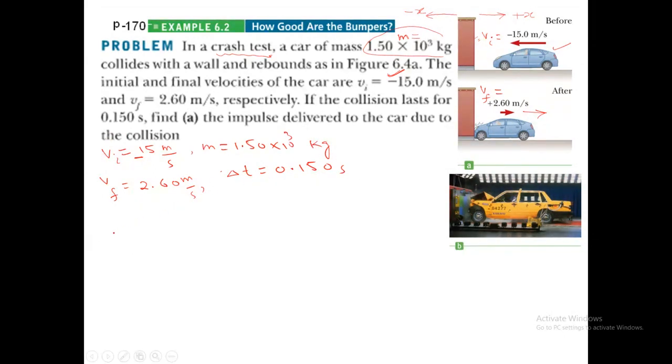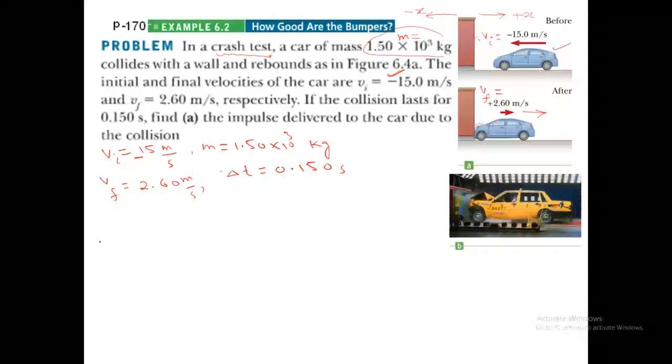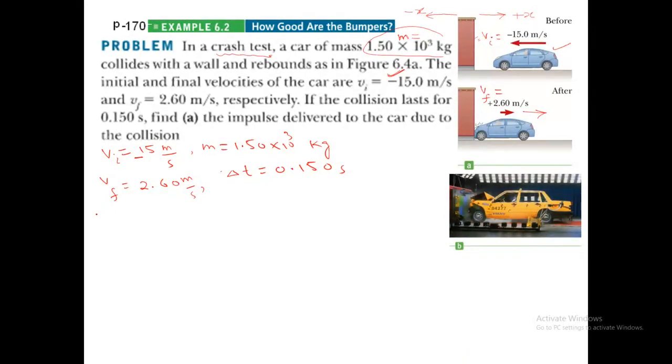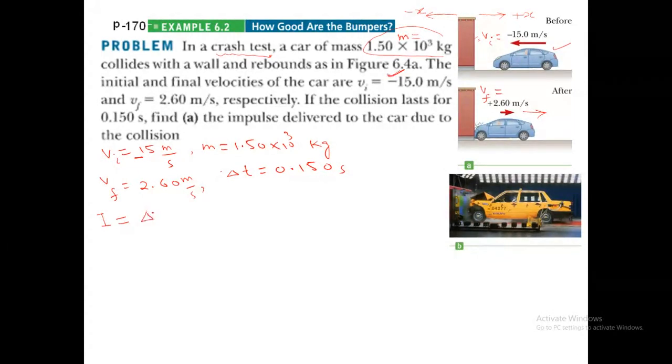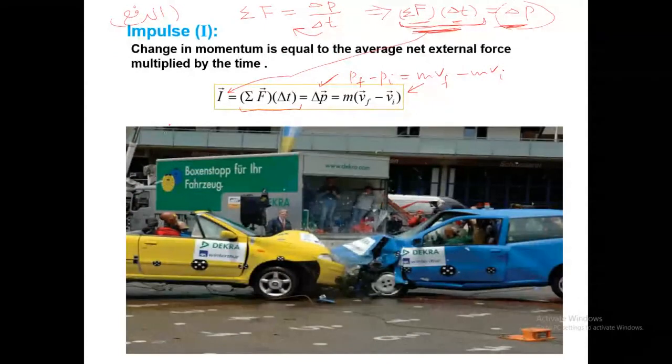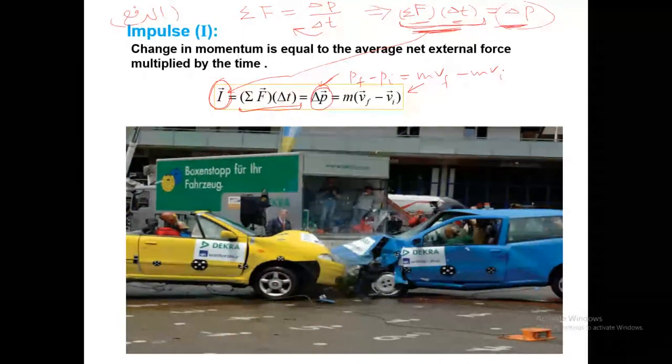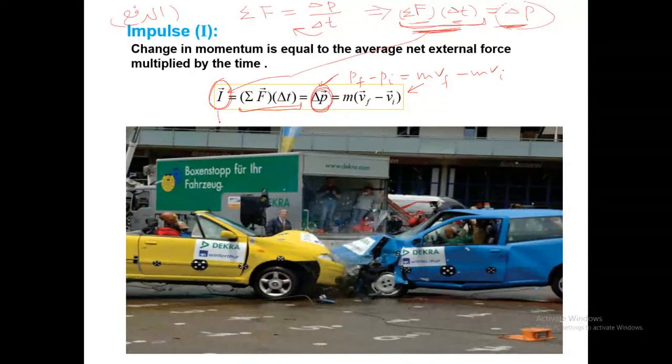So we have to find out first of all the impulse delivered. We just finished that impulse is equal to force multiplied by time. Since we don't have force here, we have the change in momentum, this is what we studied in the last topic. Impulse is equal to force multiplied by time, or delta p, change in momentum. So I am using impulse is equal to change in momentum.